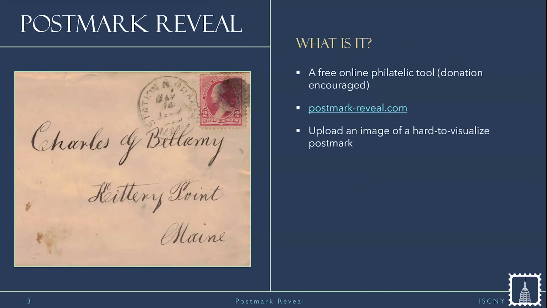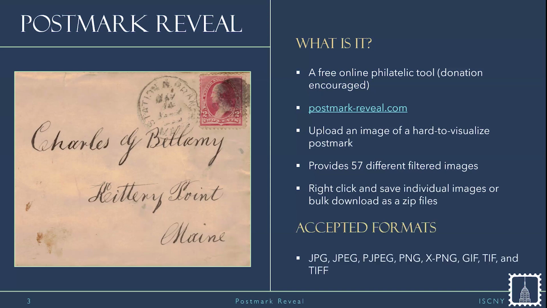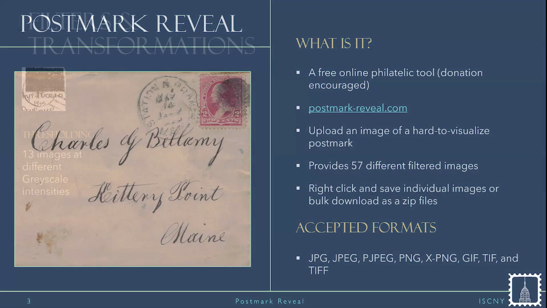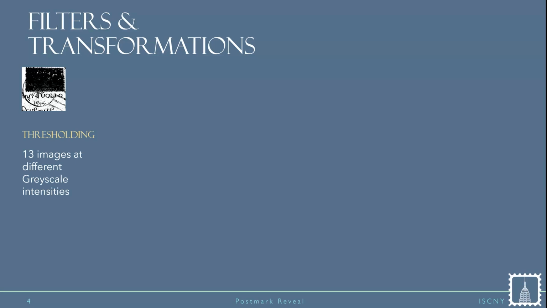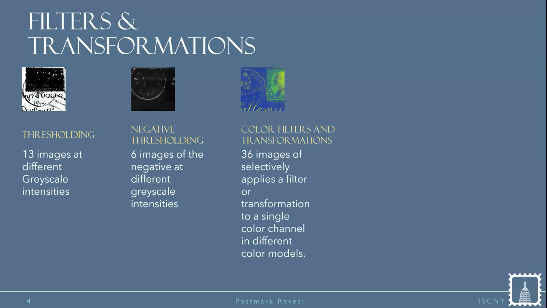You simply upload a picture of a hard to visualize postmark from your cover or your stamp, and it then provides 57 different filtered images. You right click to save individual images, or you can download all 57 as a zip file. It accepts many different photo formats. There are 13 images of different grayscale intensities. There are 6 images of a negative at different grayscale intensities. You get color filters and transformations, 36, and I find these the most useful out of all of them.